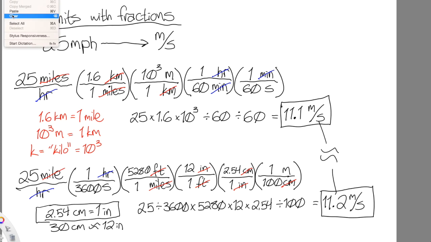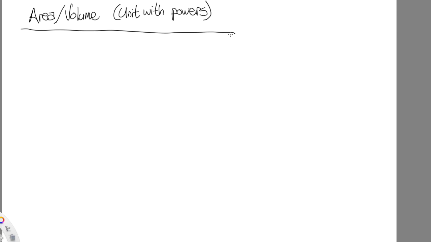And there's one more kind of unit conversion you need to know, and that is area or volume conversions. Or rather, just any units with powers. So to do this, we're going to start with 2,800 cubic centimeters, or centimeters cubed, and we're going to try to convert that into meters cubed, which would be the SI unit for volume. So the process is very similar.